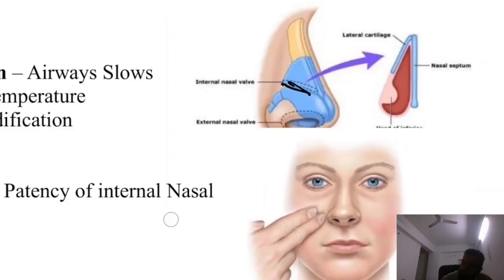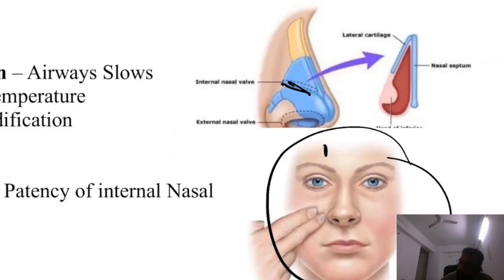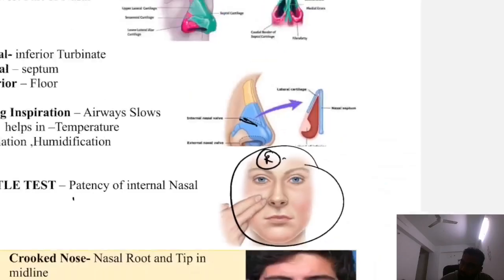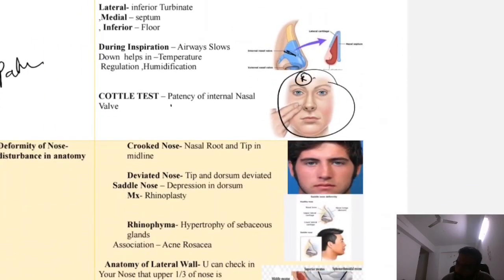So what is the Cottle test? The Cottle test is done like this: if we do the Cottle test on the right side, it improves the airflow. So this is a positive Cottle test. A positive Cottle test denotes nasal wall collapse. Obviously, if you do this, the airflow improves.